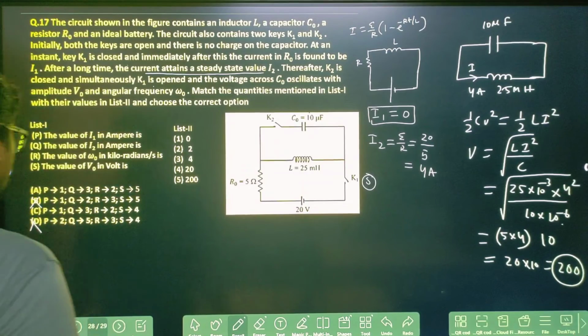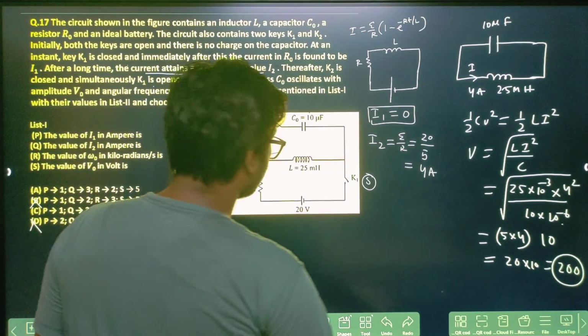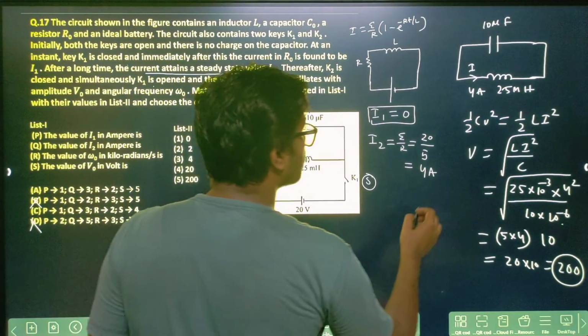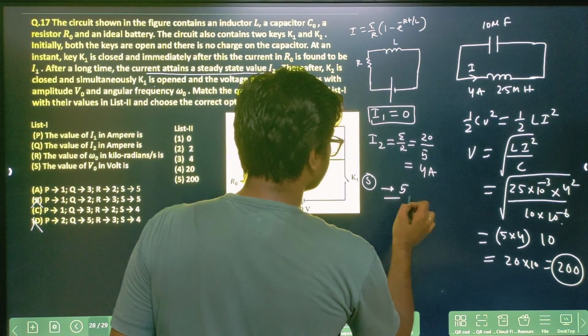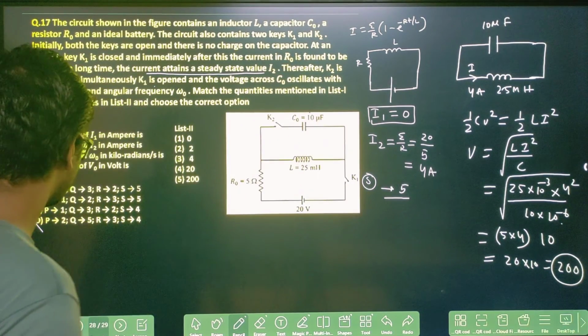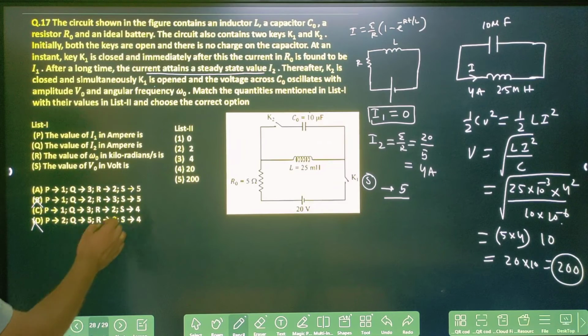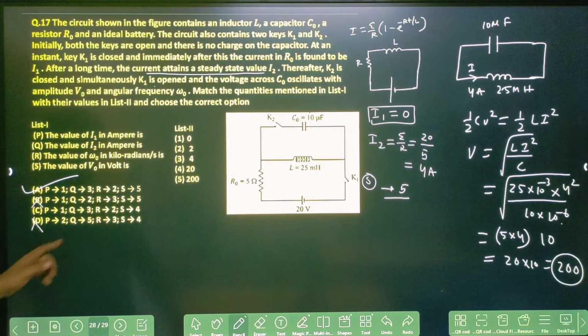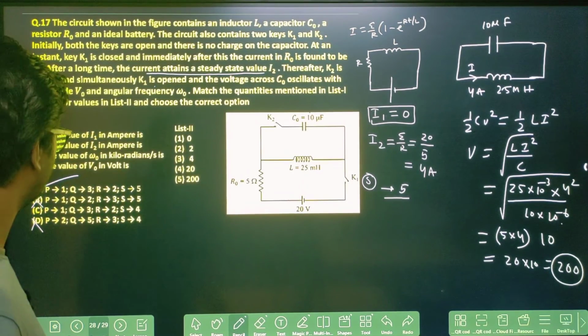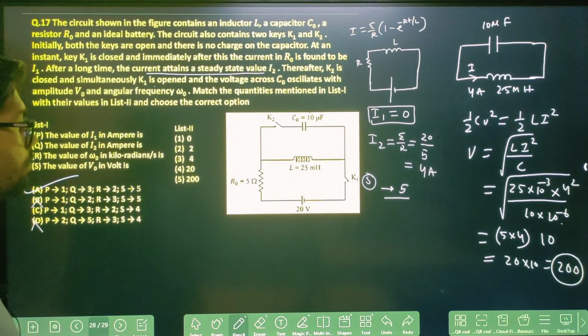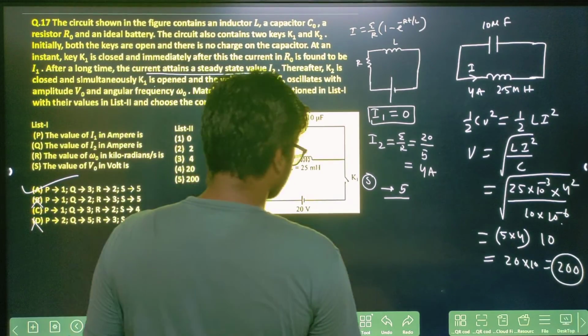V value is 200. So S is basically which one? 200 is 5, so S will be your 5. So option A, if you say S is 5, because for C they have given S equal to 4. And omega naught value you can easily find out, right? Omega naught also you can find out.